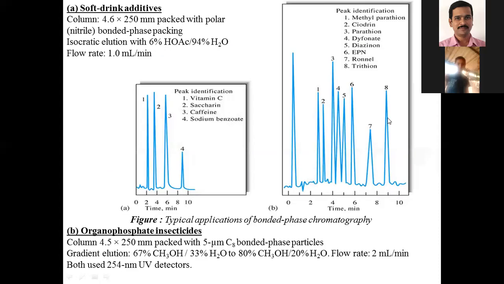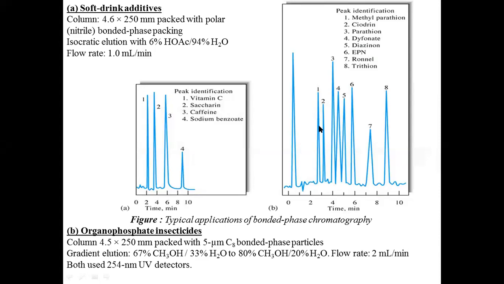So these are some typical chromatograms for the analysis of soft drink additives using a bonded phase as the stationary phase and isocratic elution with 6% acetic acid and 94% water at a flow rate of 1 ml per minute. Four solutes have been separated in 10 minutes under this particular chromatographic condition.